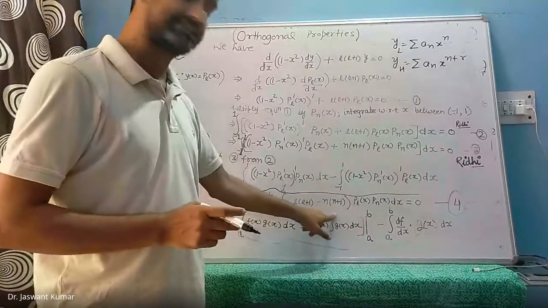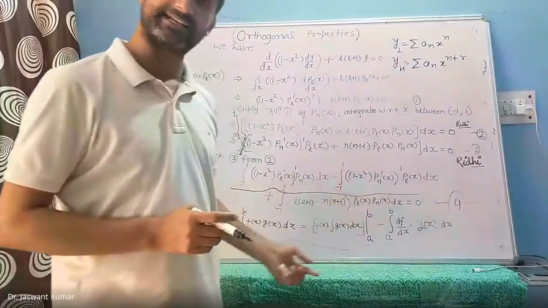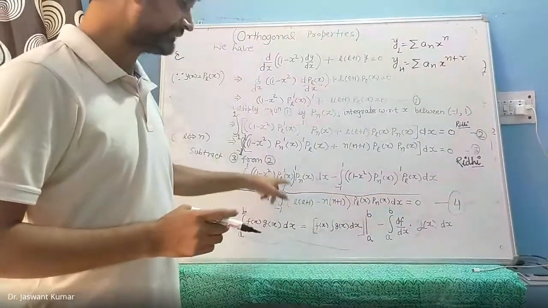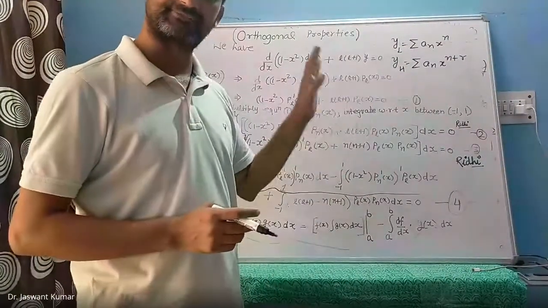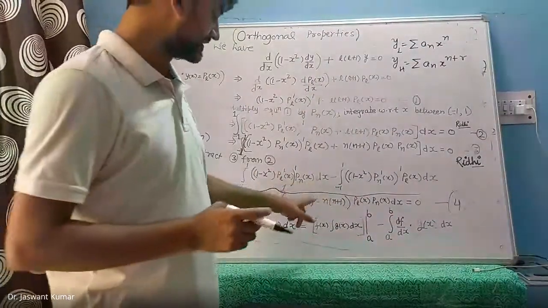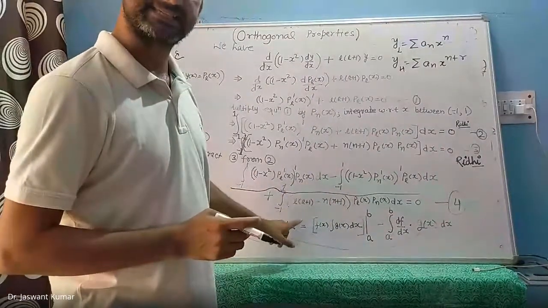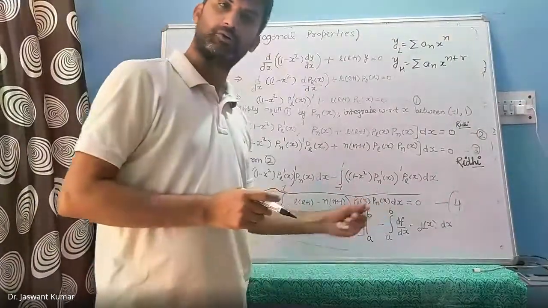So if this term is not equal to 0, then the product of PL and PN x integrated between minus 1 and 1 should be equal to 0. That is what is known as one of the orthogonal conditions. The second orthogonal condition was that if L is equal to N, then this need not be 0.